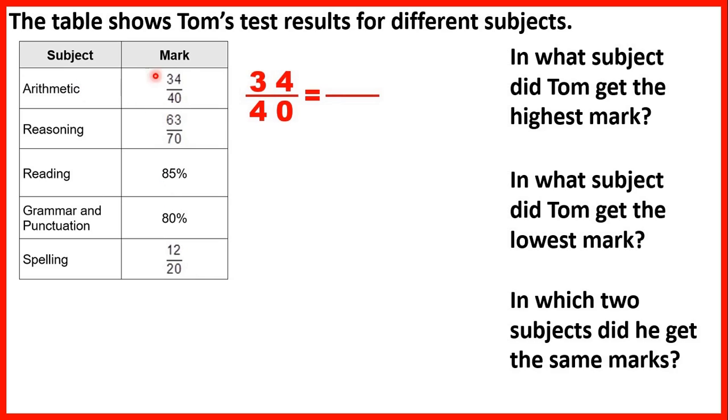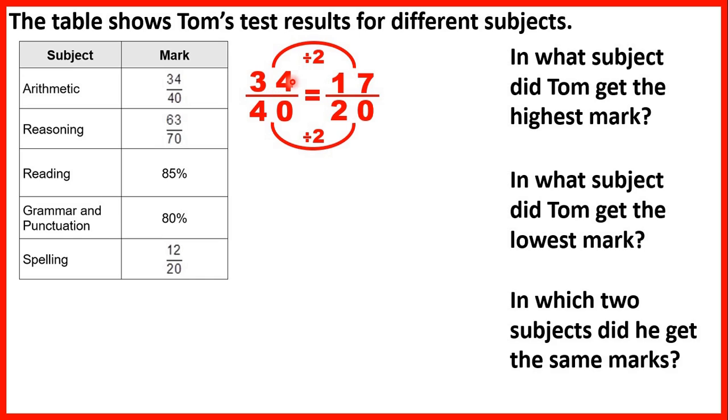So in arithmetic, he got 34 out of 40, and a percentage is a fraction with a denominator of 100. Now we can't multiply 40 by a whole number to get 100, so what we need to do here is simplify first. Both 34 and 40 are in the 2 times table, so we can divide the numerator and denominator by 2. 34 divided by 2 is 17, and 40 divided by 2 is 20.